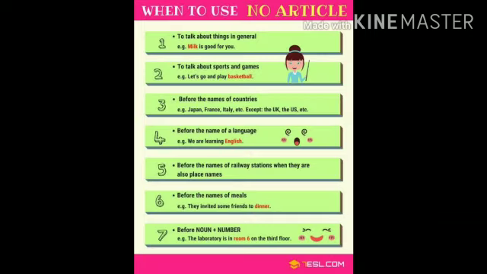Let's see where we will not use articles. When we talk about things in general, to talk about sports and games, before the names of countries, before the name of a language, before the names of railway stations when they are also place names, before the names of meals, and before nouns with numbers.